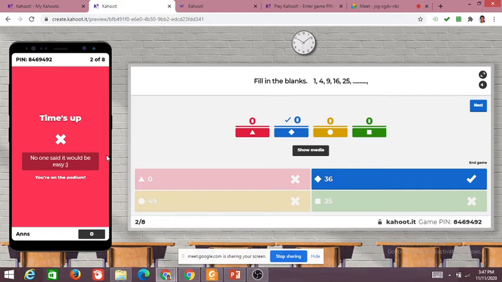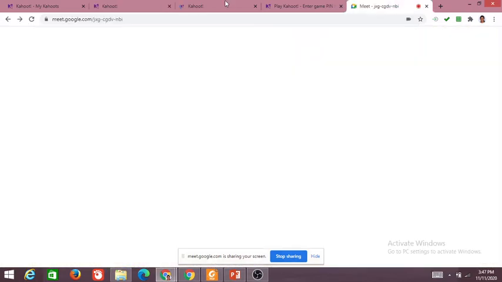So I would like to get your answers. I'll give you the idea. First, just note down the code, the pin. I would like to let you know that the winners will be the ones who answer first, and the answer should also be correct. So you people have to think about it.